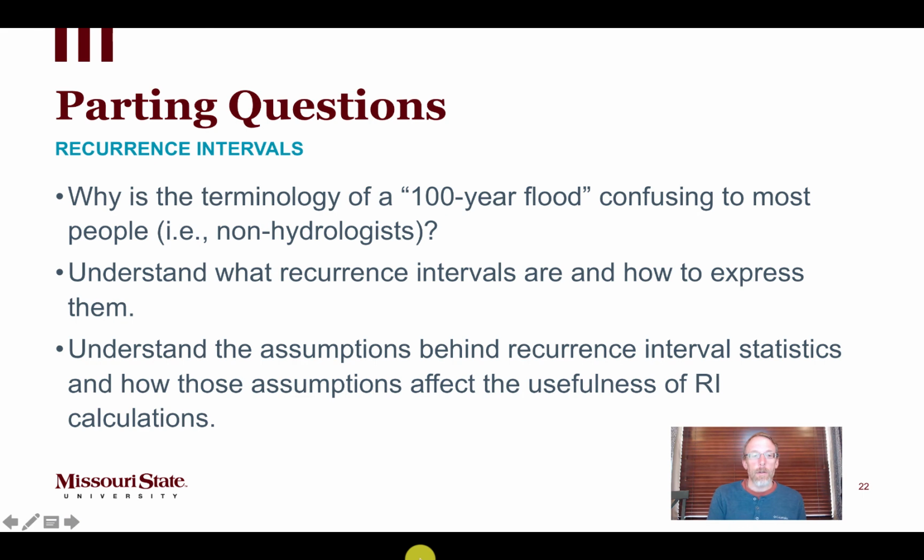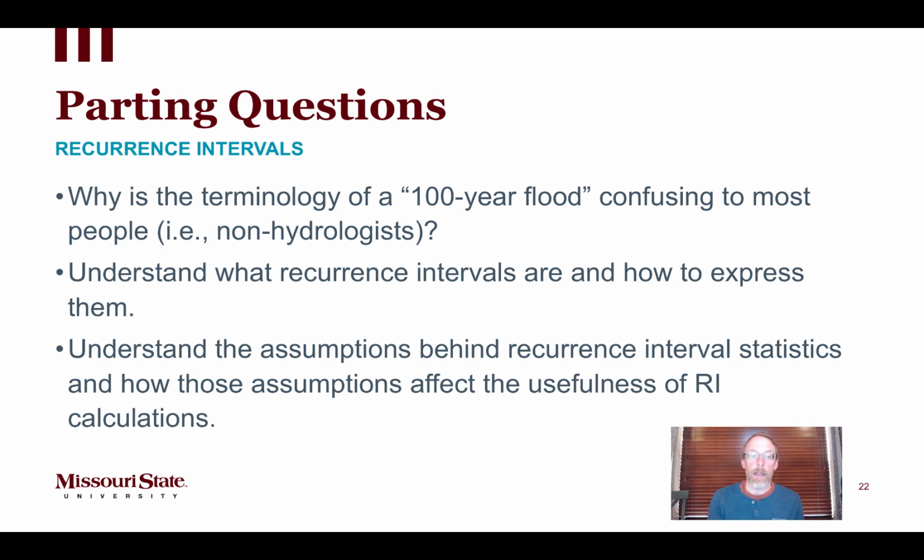All right, so as we wrap this lecture up, I'm going to leave some parting questions for you, some things to think about as you do the reading assignments associated with this lecture on flooding. Why is the terminology of a 100-year flood confusing to most people, specifically non-hydrologists? You should understand what recurrence intervals are and how to express them. That was the main point of this lecture. And you should understand the assumptions behind recurrence interval statistics and how those assumptions affect the usefulness of RI calculations.